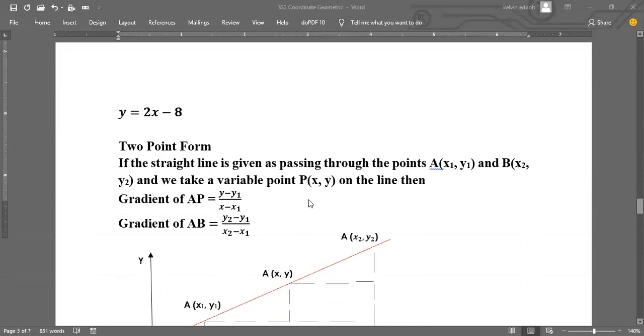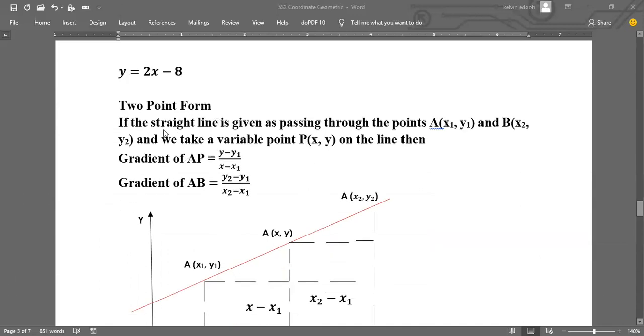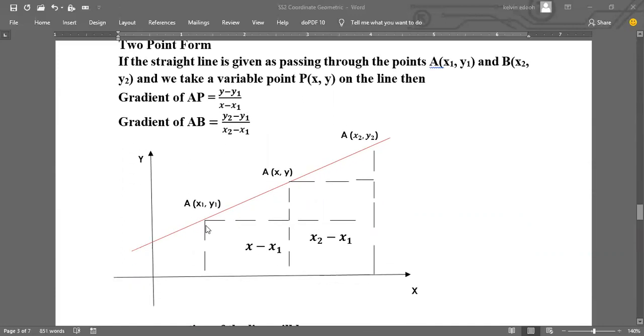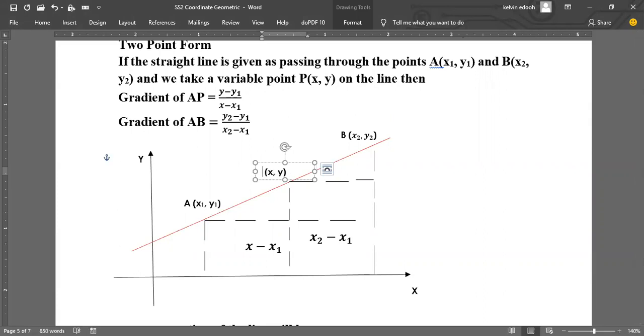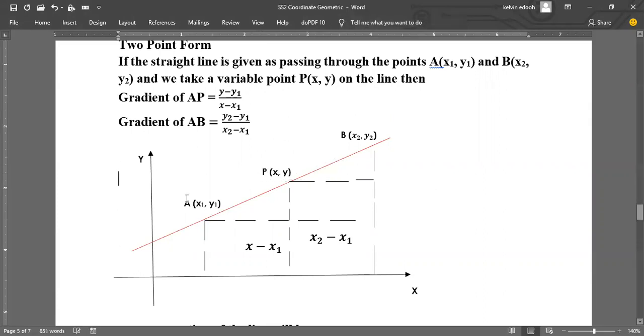The next one, what about 2 points? Let's go to the 2-point form. If the straight line is given as passing through point A and point B, then we can also generate the equation of that straight line. Look at something like this. Let's say this point is point A, this point here is point B, and this point here is an arbitrary point, say P.